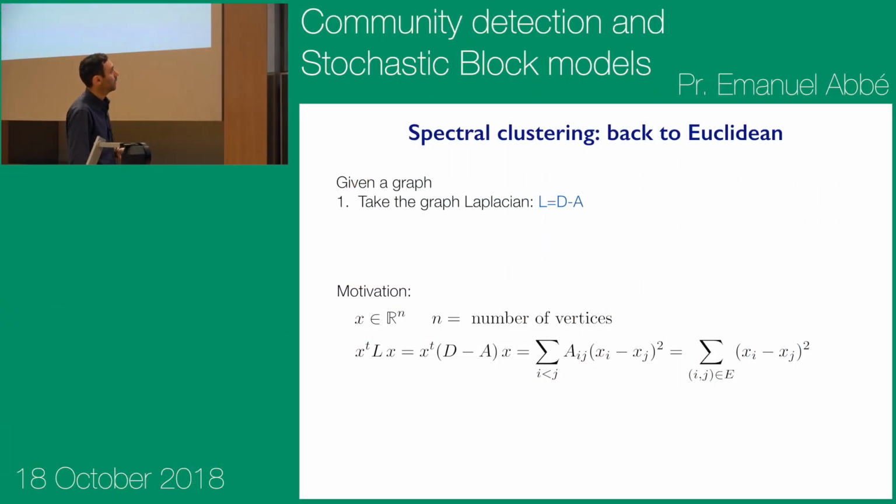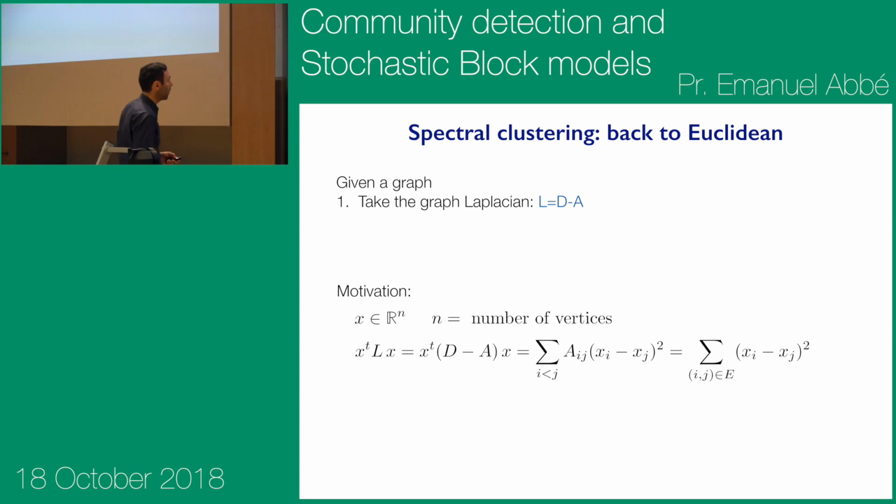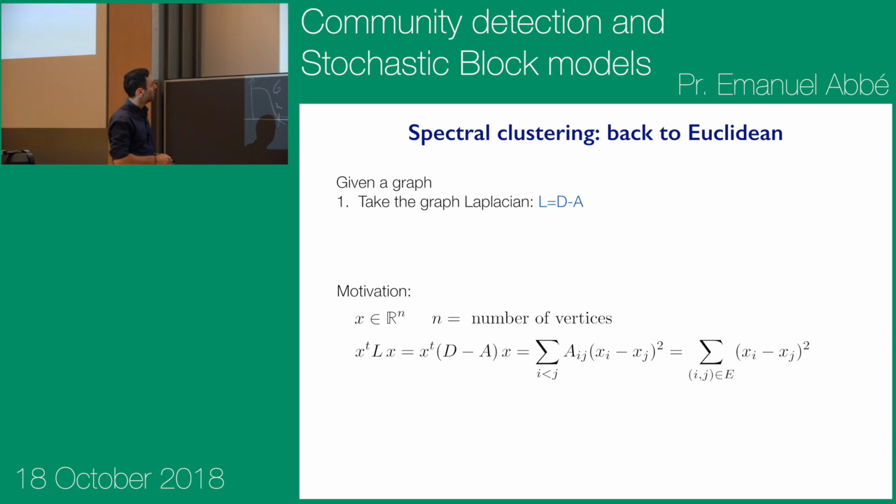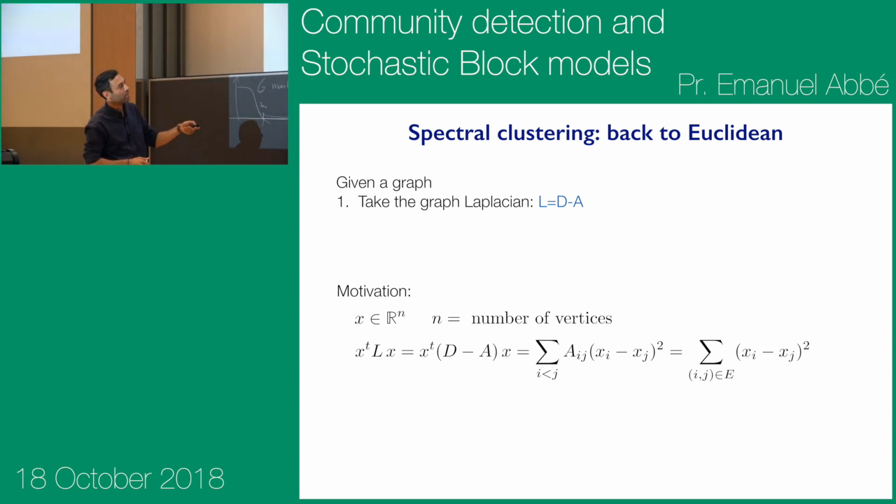So why is this a good operator? Because of this property. If you pick any vector x in Rn, so n again is the number of vertices, and you look at this quadratic form here, x transpose Lx, then what you are measuring is exactly how much x is varying on the edges of the graph. So let's verify this formula.